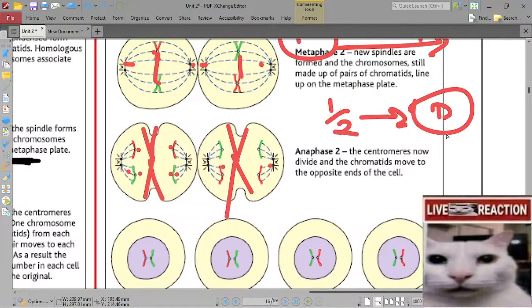Why was it diploid? Because I'm not sure. Because I guess it had like an even pair. No. Hmm. Not sure.